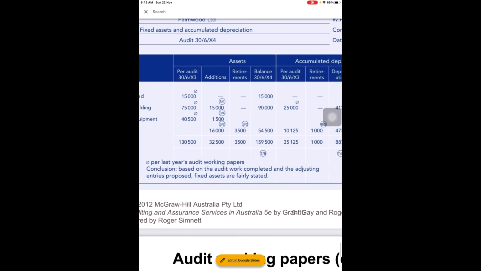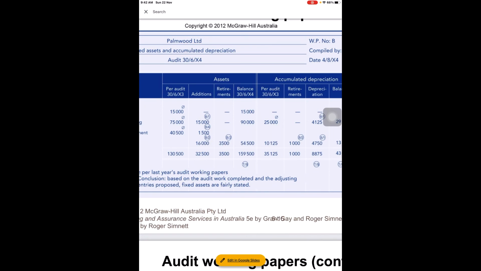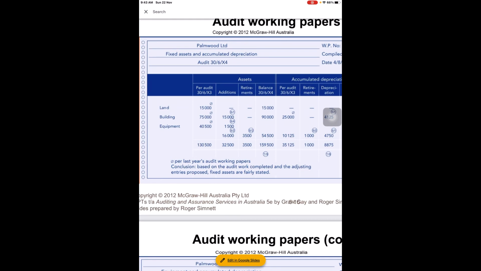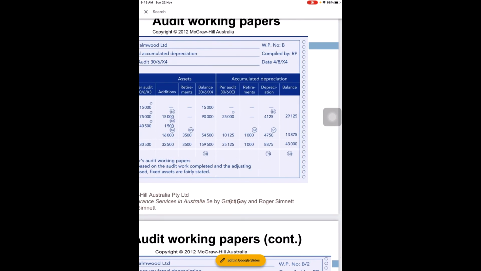And for the additions, you can see B/1, B/4, B/2. So here you do your working paper, and you can see the additions of assets purchased by the company. Then the retirements, 3,500, is where you have to identify whether there is a sale of an asset and so on. The TB here shows that this figure, 159,500, is sent to the trial balance. Same with this one: the 25,000 accumulated depreciation comes from the previous working paper. Then we can see the calculation you did, whether the information is right or wrong, and the figure that you transfer to the trial balance.